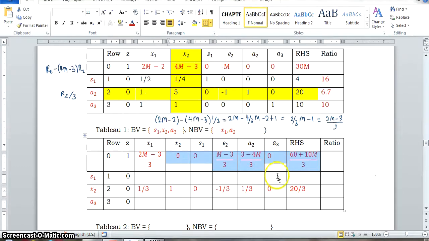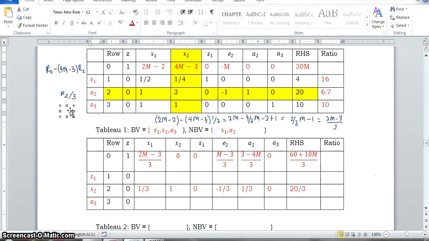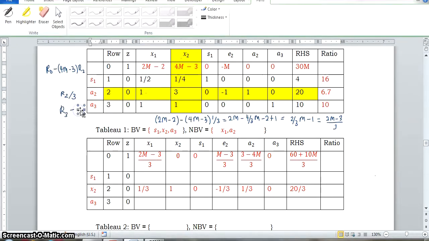For row 1 and row 3, the ERO for row 1 is row 1 minus 1 over 4 R2, and ERO for row 3 is R3 minus R2. Therefore, the new row 1 and row 3 is shown in this tableau.